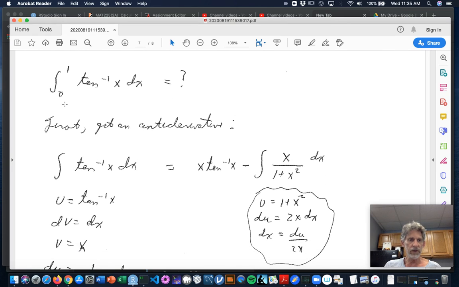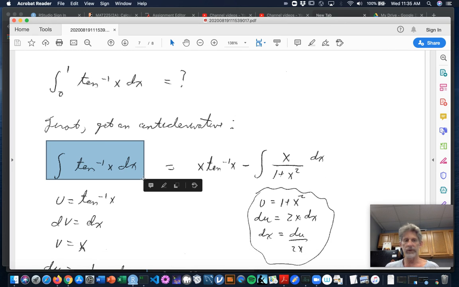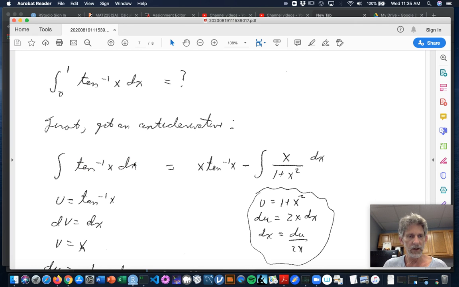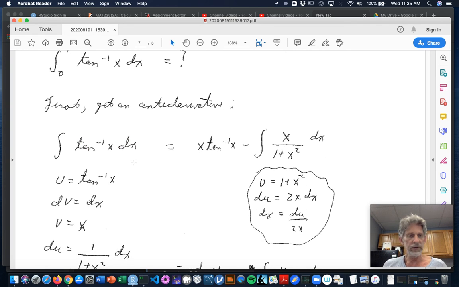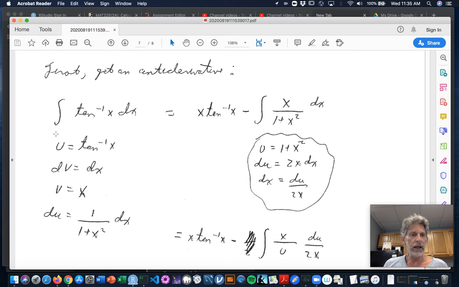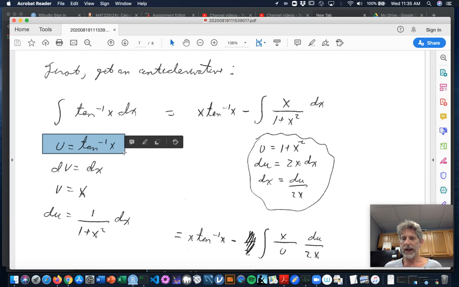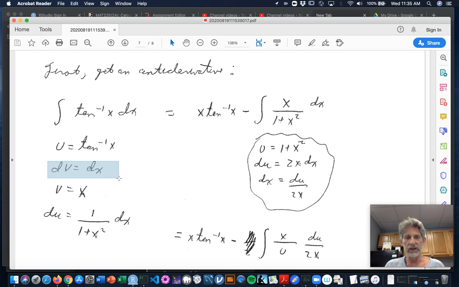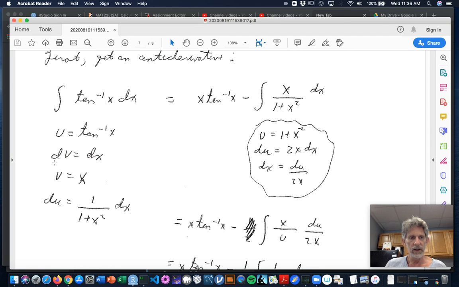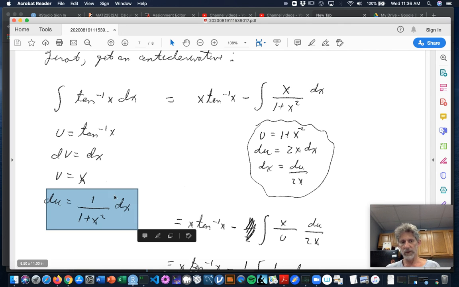Well, let's first concentrate on just getting an antiderivative. So I'm going to consider the indefinite integral version of the problem. Just ignore the limits for now. And I'm going to try that kind of desperation technique of: don't see a product? I'm going to let u be the tangent inverse x and let dv be just the dx. So v would be x, and the derivative of tangent inverse is 1 over 1 plus x squared. So du is this, with the little dx at the end.